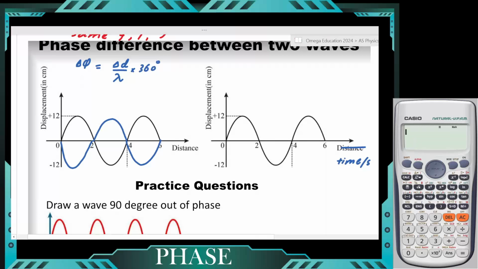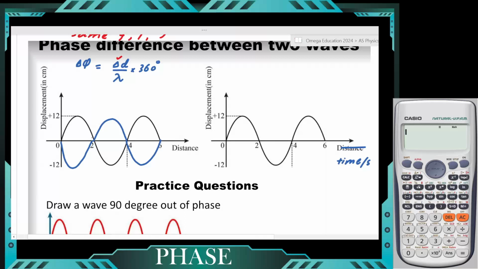Then the question is, how do we find the value of delta D? In fact, they haven't specified any two points, because this time you have to find the phase difference between the two waves themselves. So what you can do is take any two consecutive in-phase points of the two waves. Any two consecutive in-phase points of the two waves.